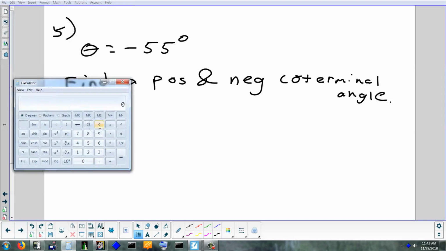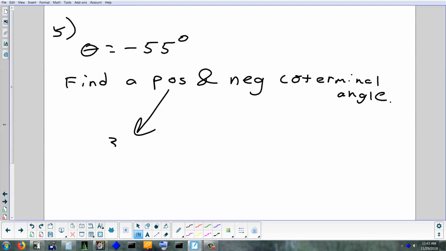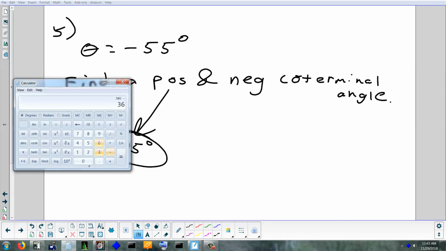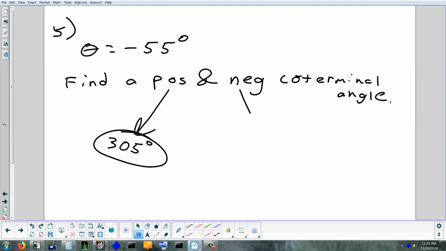For positive, you would add 360. So negative 55 plus 360 gives me 305. For negative, you would minus 360. Minus 360, go back to what I started with. One more time. Negative 415.